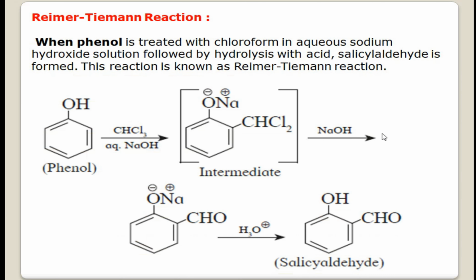Then the next reaction, the Reimer-Tiemann reaction. When phenol is treated with chloroform, CHCl3, in aqueous sodium hydroxide solution, followed by hydrolysis with acid, salicylaldehyde is formed. This reaction is known as the Reimer-Tiemann reaction. See the reaction.